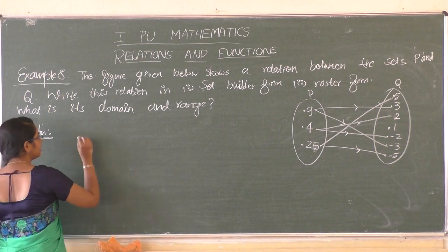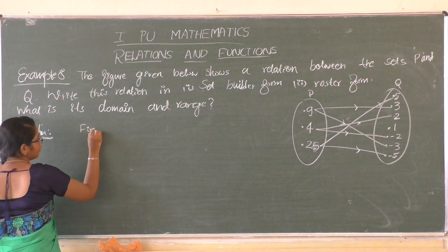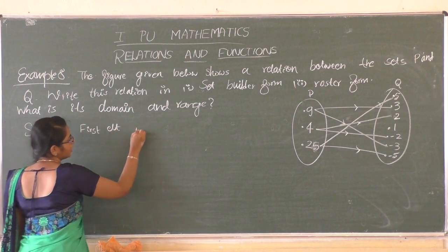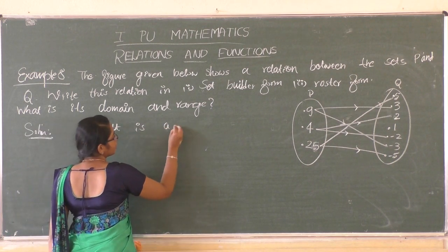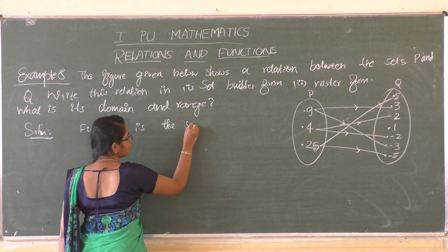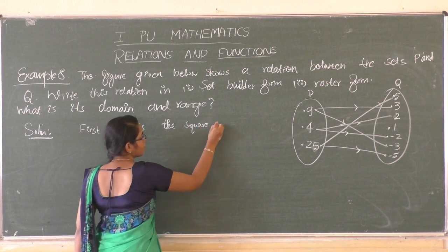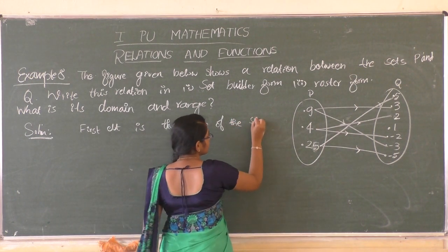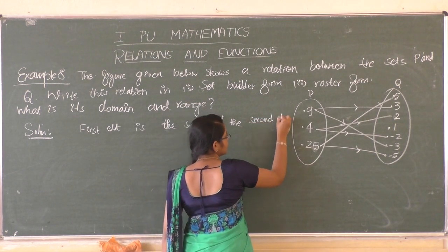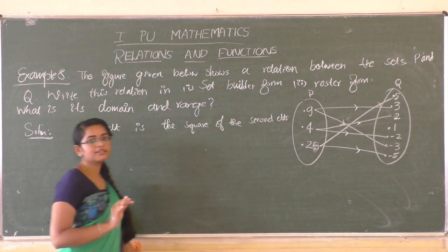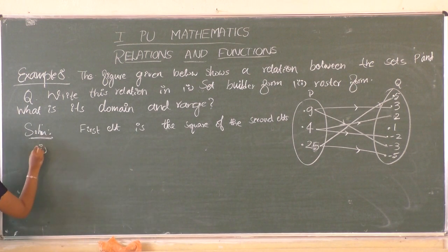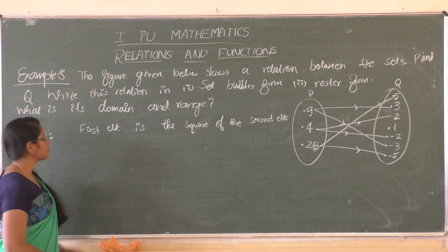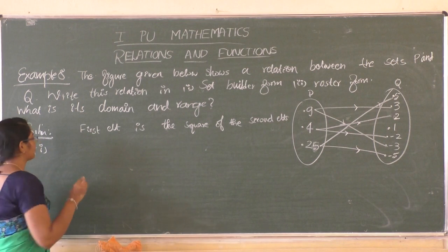See, clearly the first element is the square of the second element. This is for your reference. Let me write this in the set builder form. First we will write this in the set builder form.